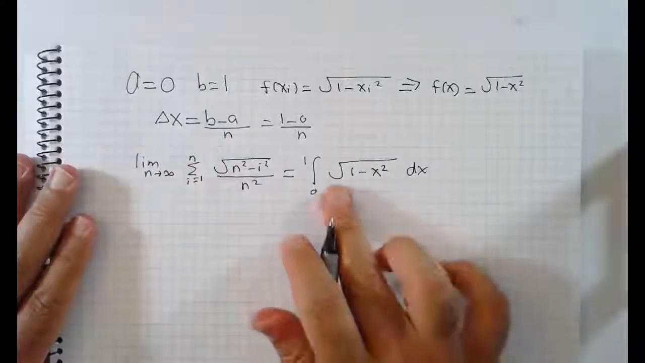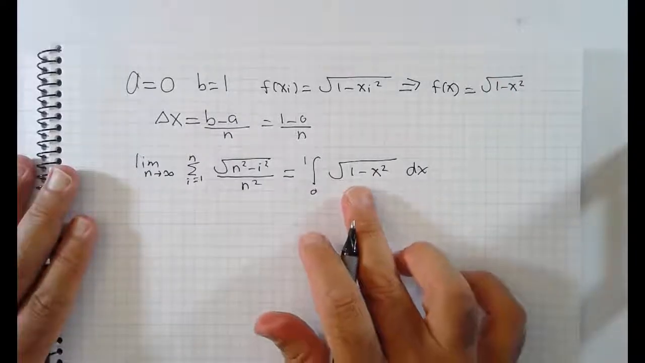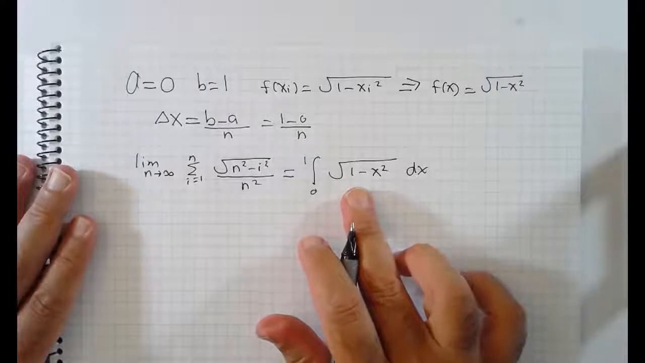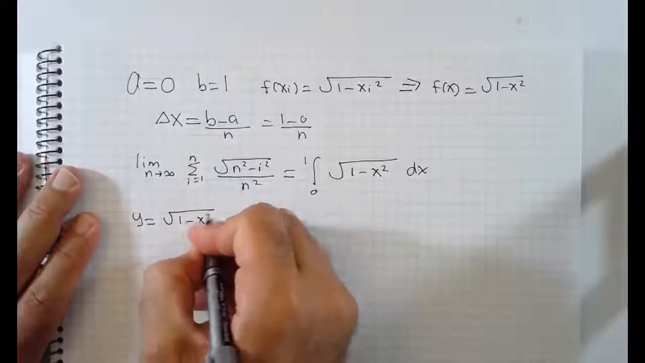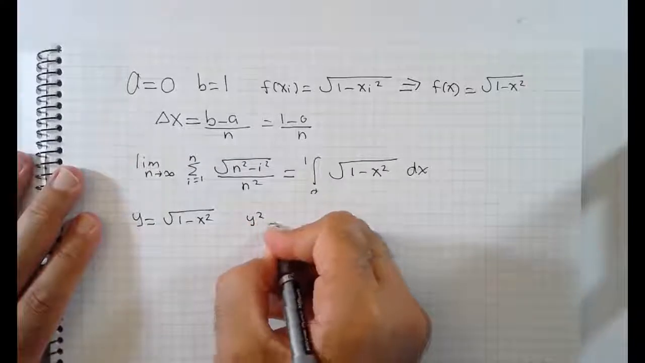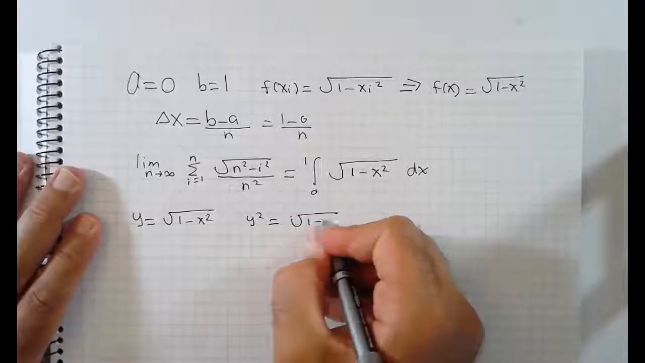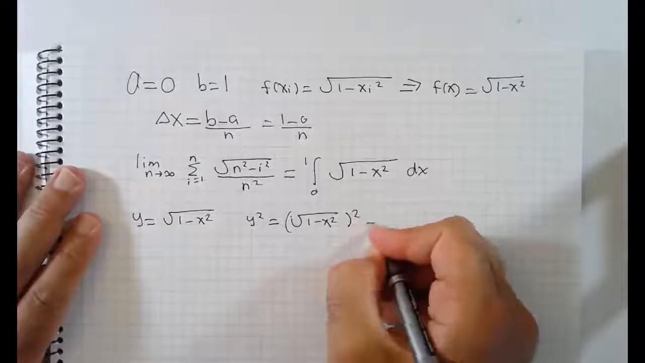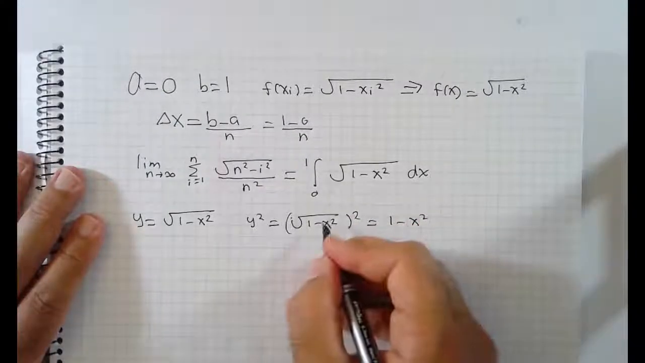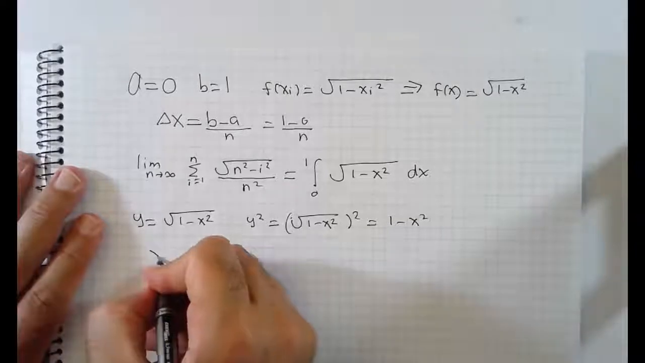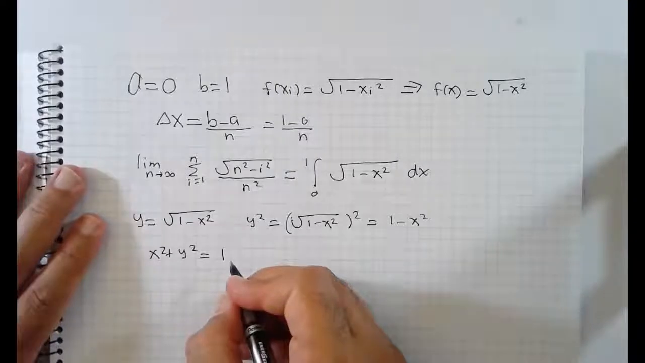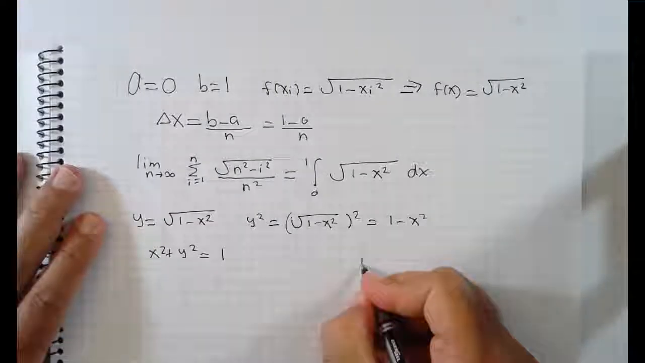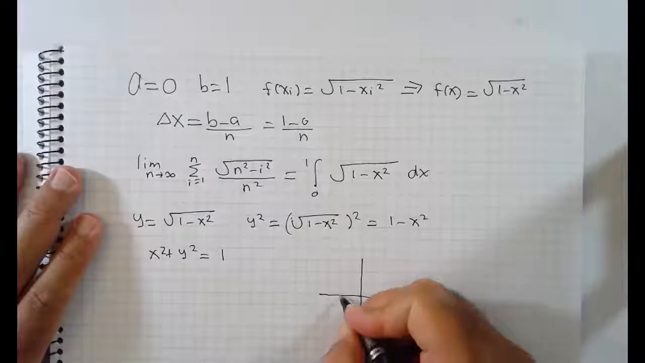It turns out that we can compute the above integral since y equals the root of 1 minus x squared is the top half of a semicircle of radius 1 with center 0, 0. So let's show that. y is equal to the root of 1 minus x squared. Let's square both sides. We get y squared is equal to the root of 1 minus x squared, all squared. That gives us 1 minus x squared. Bring the minus x squared to the other side. We get x squared plus y squared is equal to 1, which is a circle of radius 1 with center at the origin. If we were to plot this, this is the upper half of a circle.